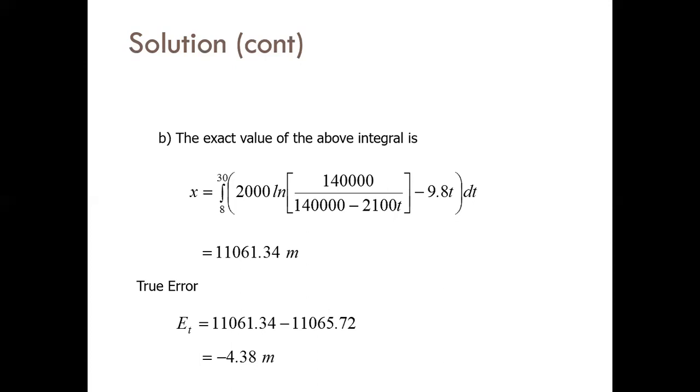This will be calculated by using true value minus calculated value. Exact value minus calculated value. The exact value is 11061.34 and the calculated value is 11065.72. Then the true error is minus 4.38 meter.